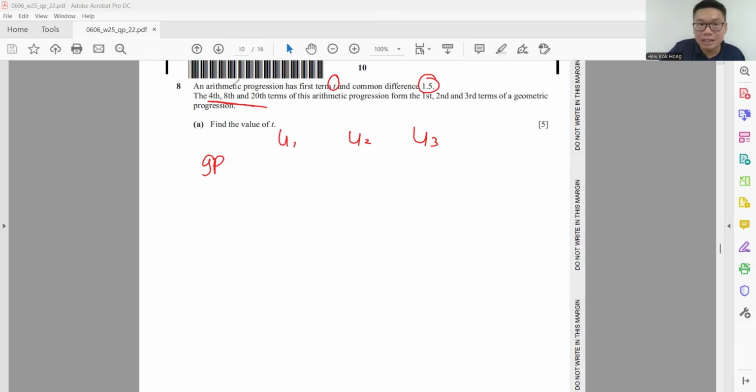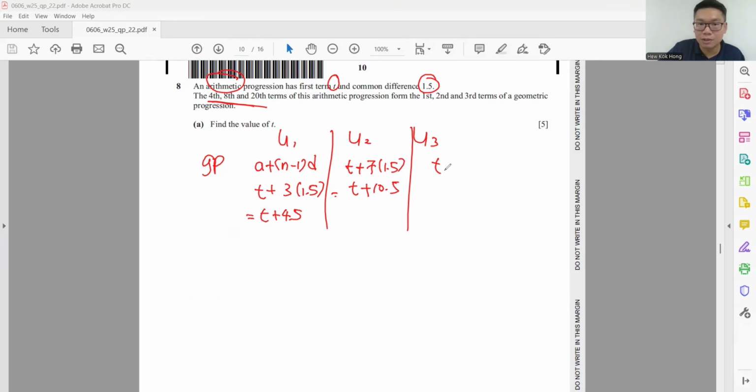So the fourth term in the AP means that we use the formula a plus (n minus 1)d. The a is t, the fourth term, so 4 minus 1 is 3, and then the difference is 1.5. For U2 is again a plus 8 minus 1, which is 7, times 1.5. So we know it's t plus 10.5. U3 is the 20th term, so it's t plus 19 times 1.5, t plus 28.5.